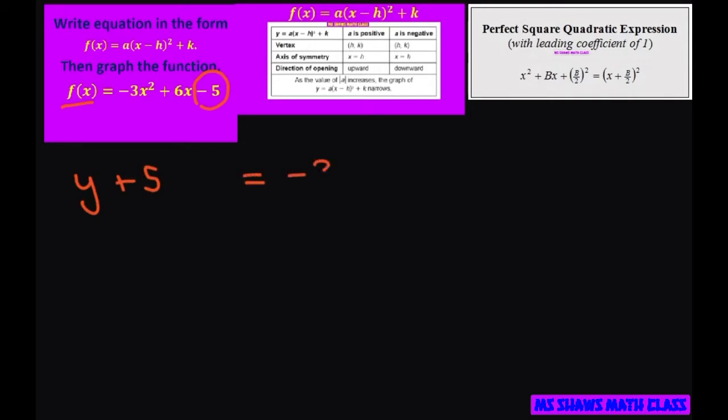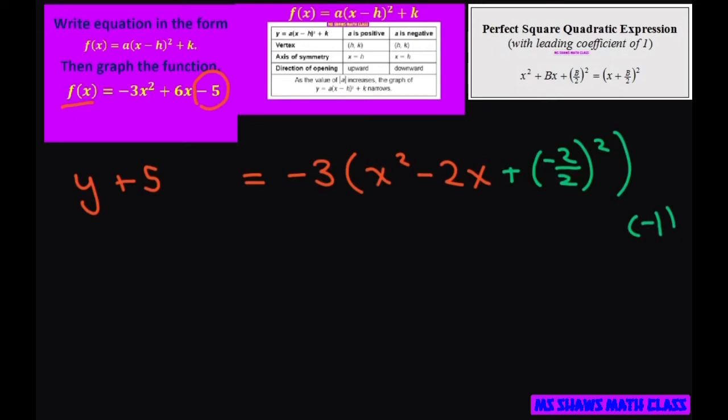Right-hand side, I'm going to factor out a negative 3. So that's going to give me x squared minus 2x. All right, from there, we're going to complete the square for our right-hand side. So that means I'm going to take my b, divide it by 2, and square it. So this is going to be negative 1 squared, and that equals 1. Therefore, this equals 1. So I have to add it to the left-hand side too.